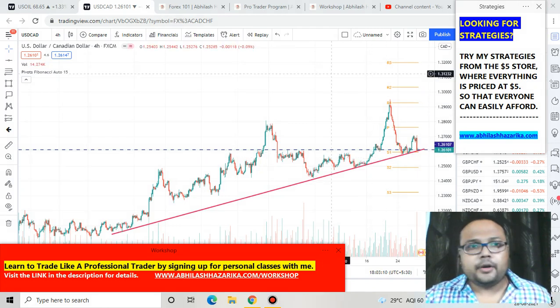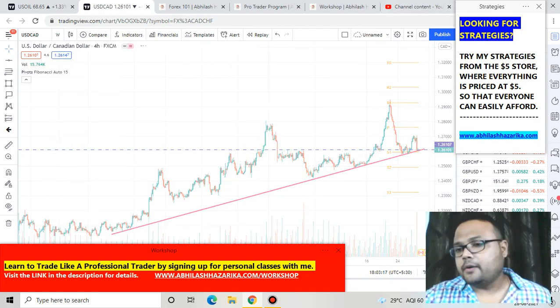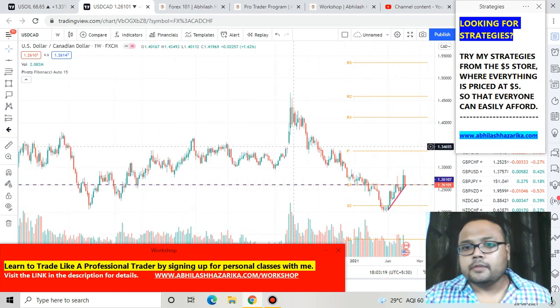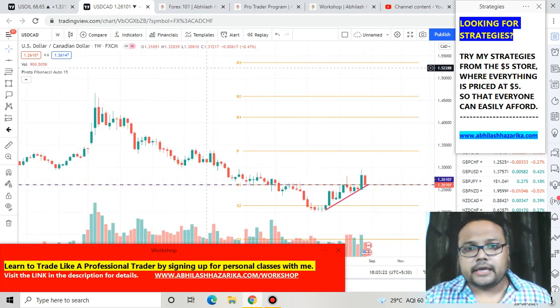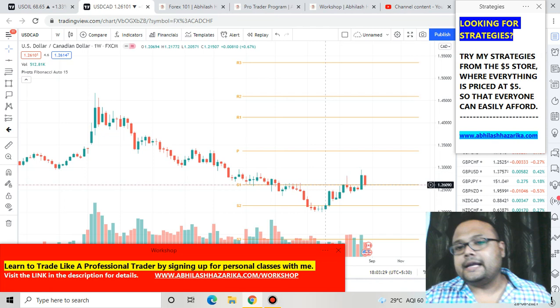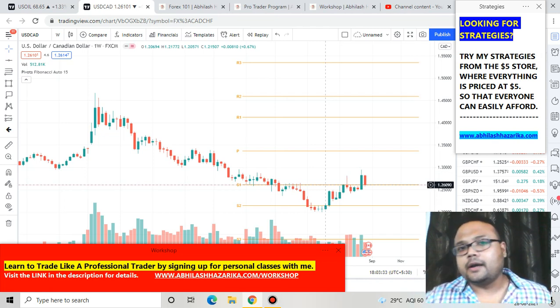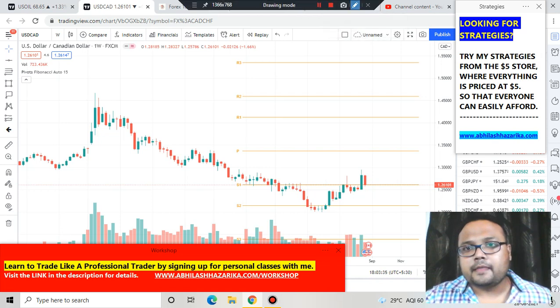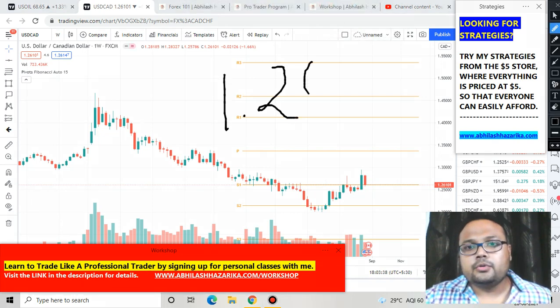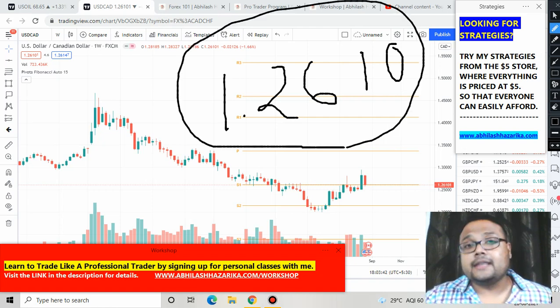The second important level on the chart of USD CAD is the line that I have drawn here. To understand the importance of this line, you need to go to the weekly chart. This is the weekly chart of USD CAD, and you can see that we had a resistance at this level, which right now has become the new support for the market, and the level is 1.2610.